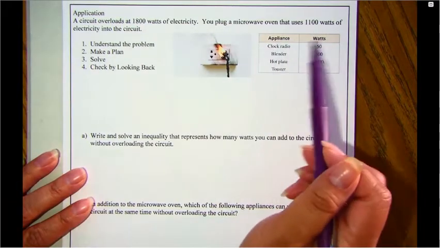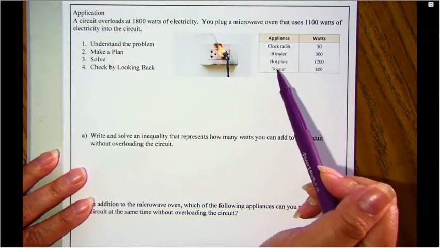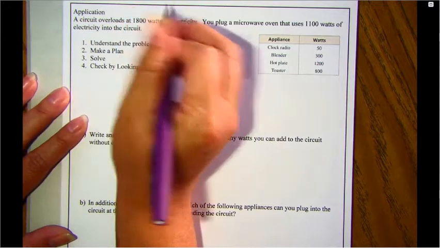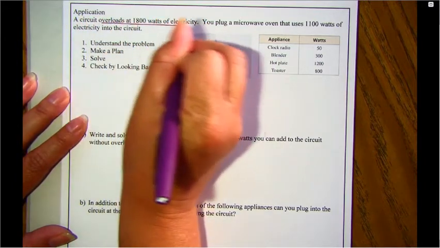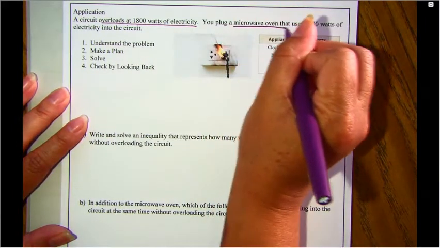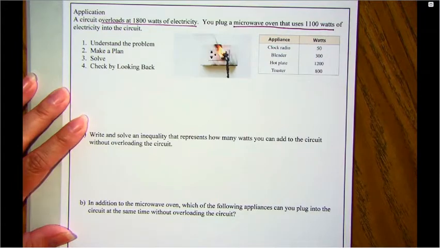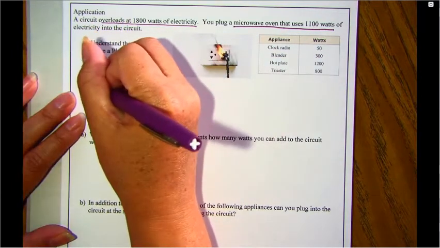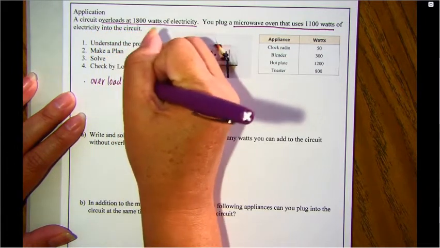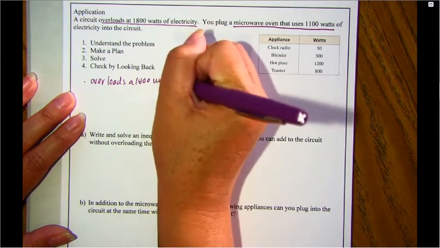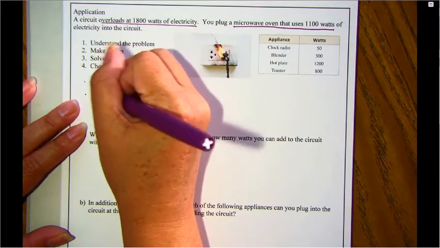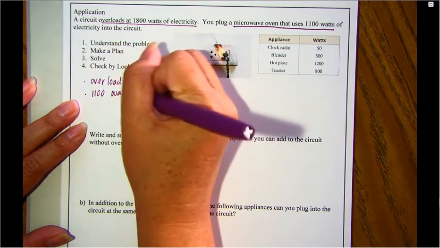They gave you a little chart here about the appliances, but right now we know a couple things. I know that the circuit will overload at 1800 watts. We also know that there is a microwave that is already plugged in at 1100 watts. So those are two things that we do know, and I'm going to make a note of that. Overloads at 1800 watts. Microwave is 1100.